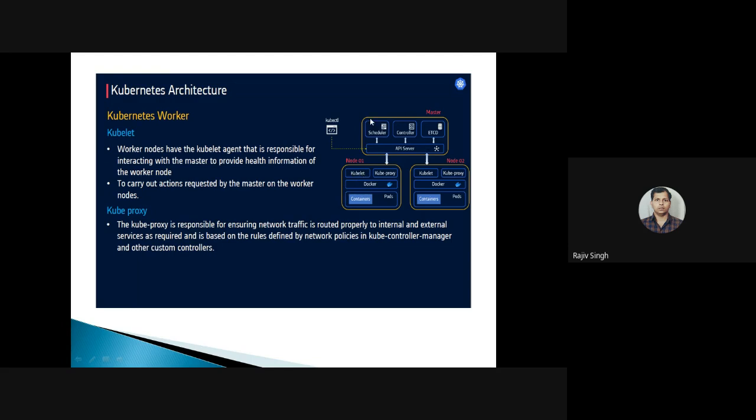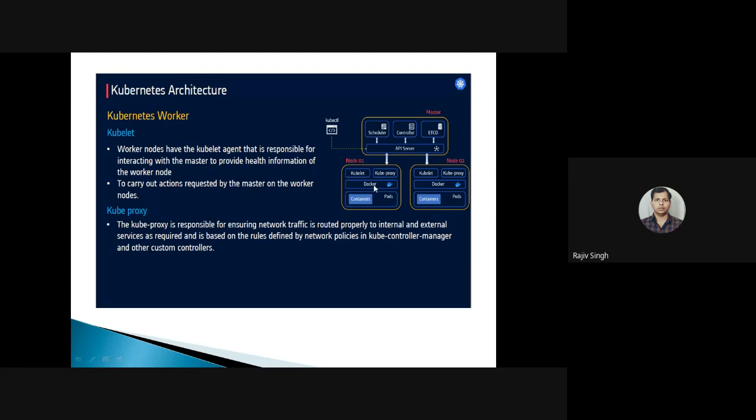If any information is coming from the master node through the API server, the API server will communicate with the kubelet and provide the information to it. Then the kubelet will circulate it to the next component of the worker node. So the API server is directly connected to the kubelet, yes.